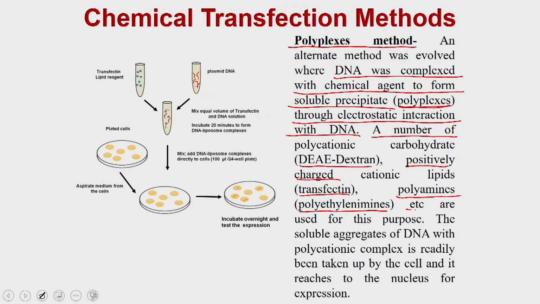These are three different categories of particles: carbohydrates, lipids, which are called Transfectin, and amines. All these three categories are suitable for this purpose. The soluble aggregates of DNA with the polycationic complex are readily taken up by the cell and reach the nucleus for expression.